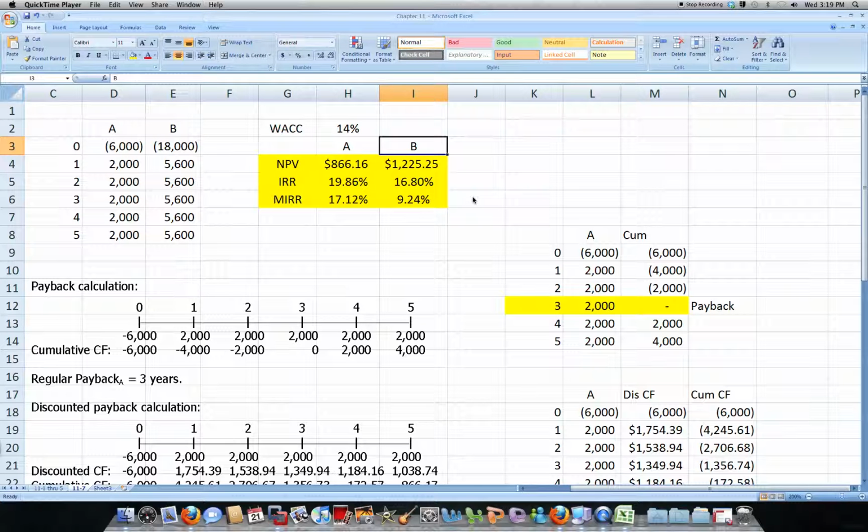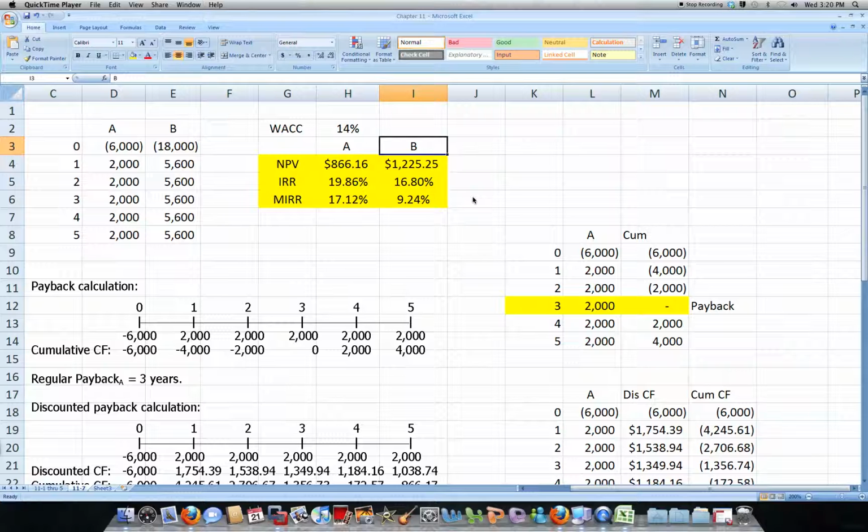Go. We're done. Problem 11.7. A firm with 14% weighted average cost of capital is evaluating two projects for this year's capital budget. After-tax cash flows, including depreciation, are as follows.